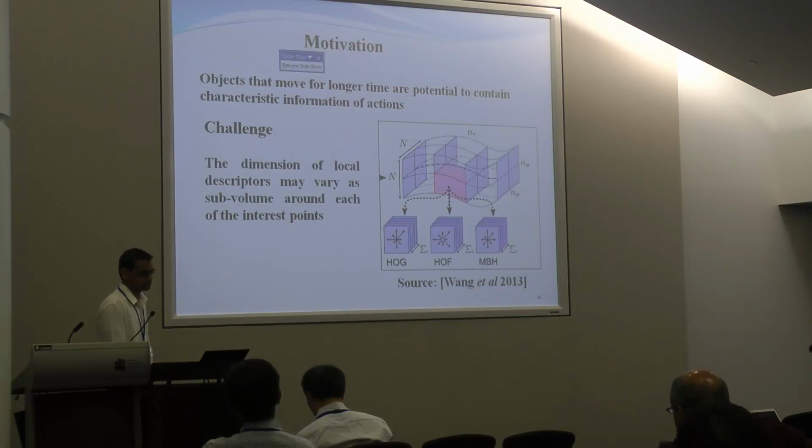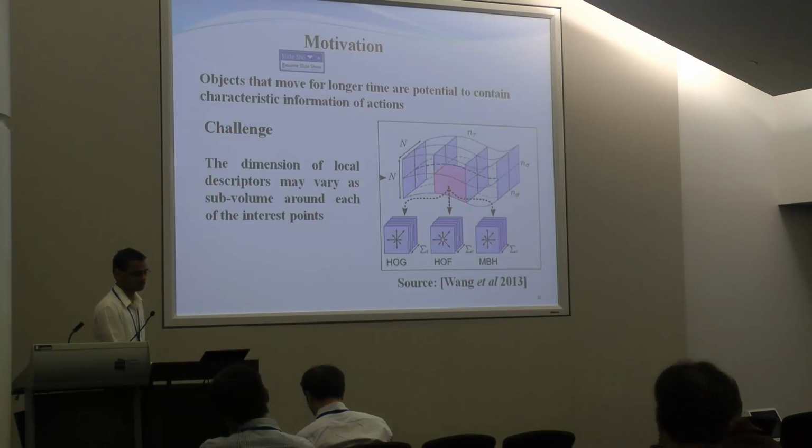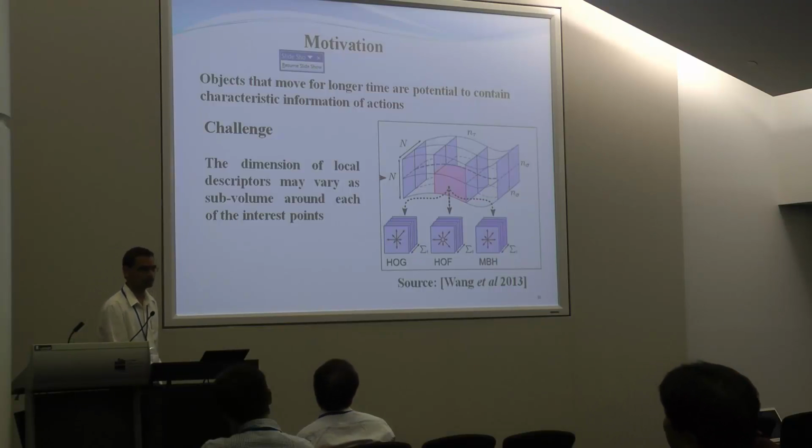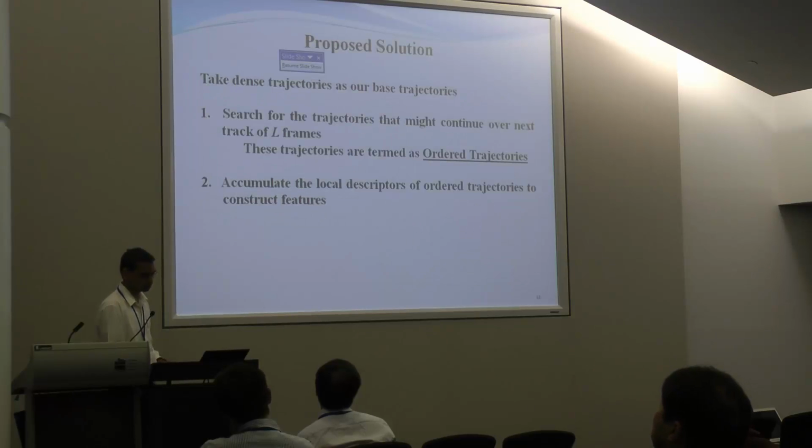But the problem is, how can you compute a descriptor around varying lengths of interest point tracks? Suppose there is a track of 100 frames. Then the descriptor is defined by n sigma and tau, and tau will change basically. Whereas if you have a small track which has only 5 frames, its descriptor will be different. Then how can you combine those different lengths of descriptors? So the solution we propose is the order trajectories.